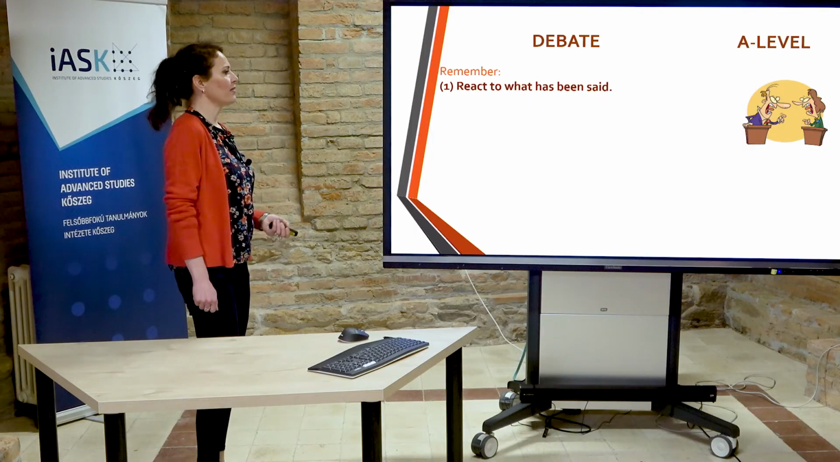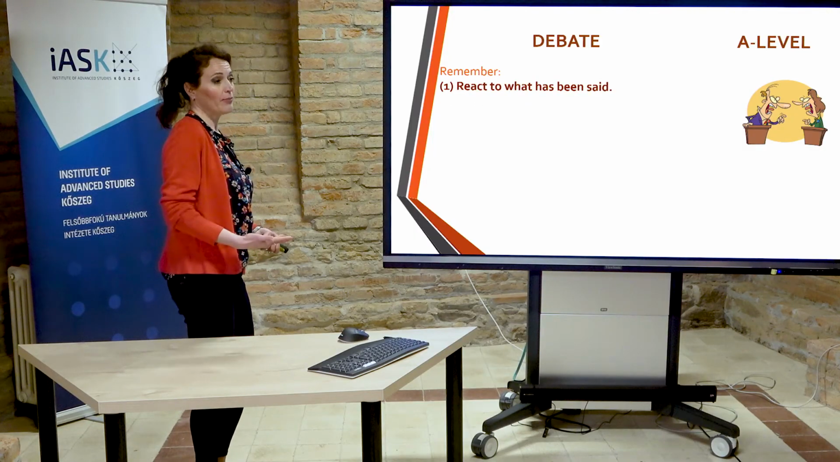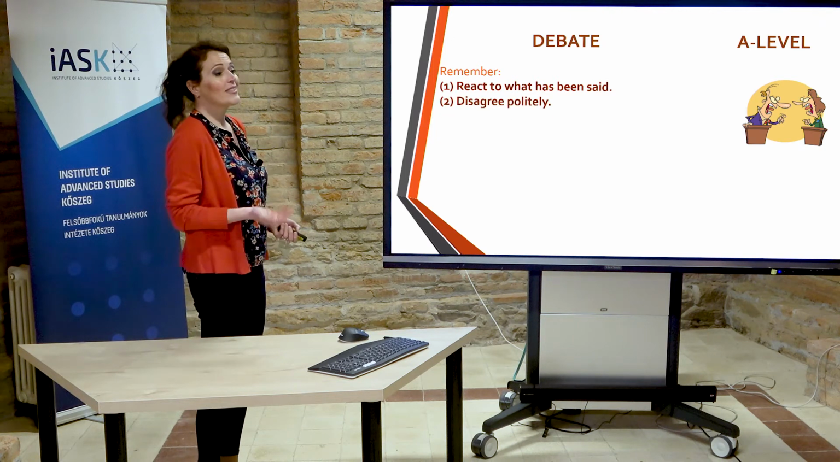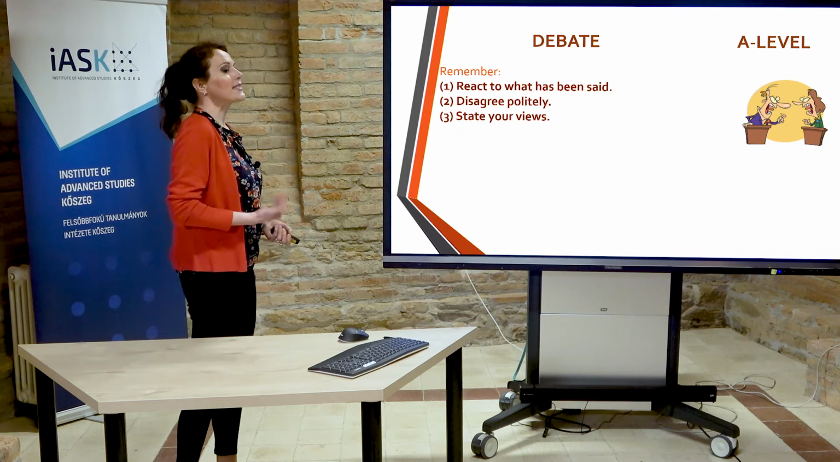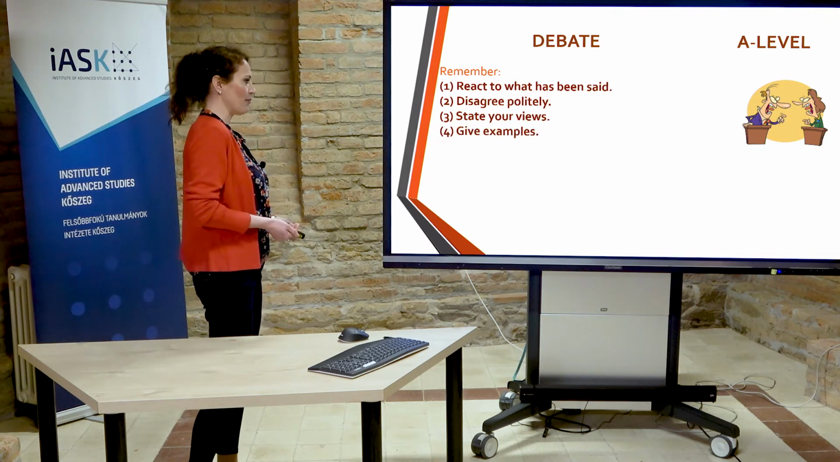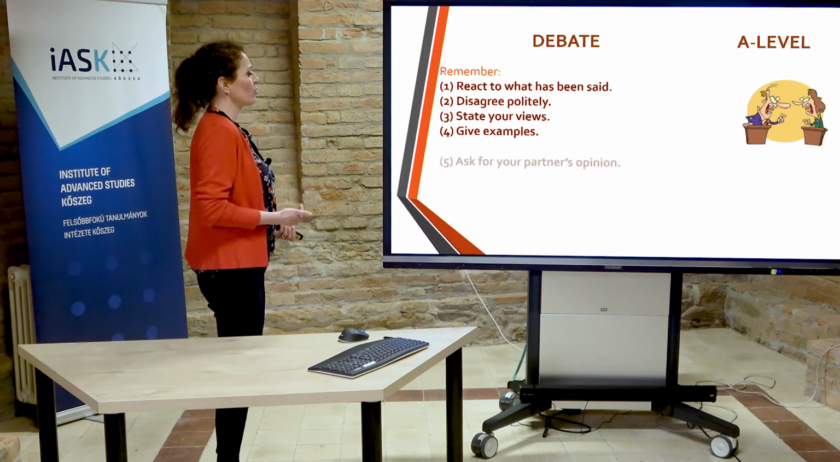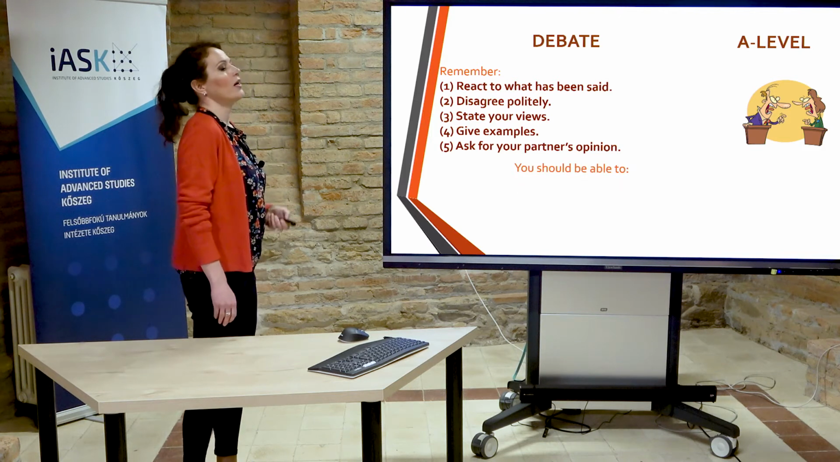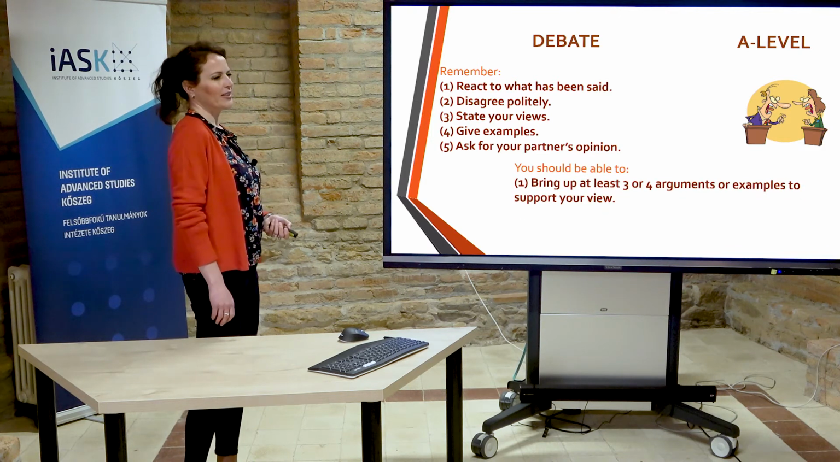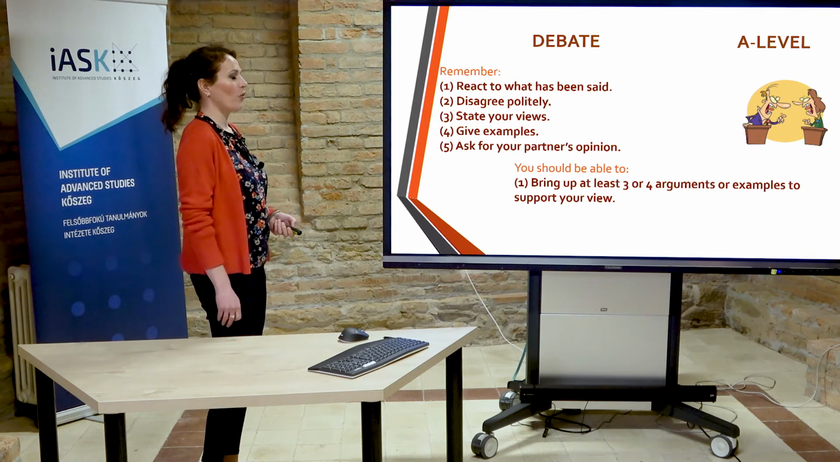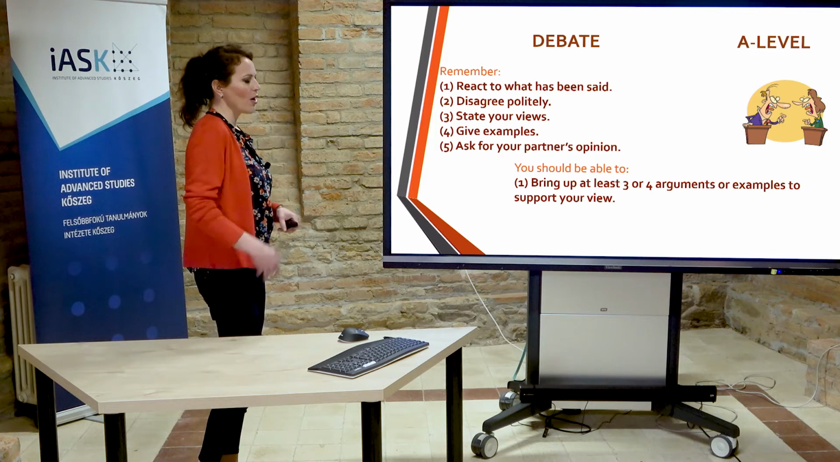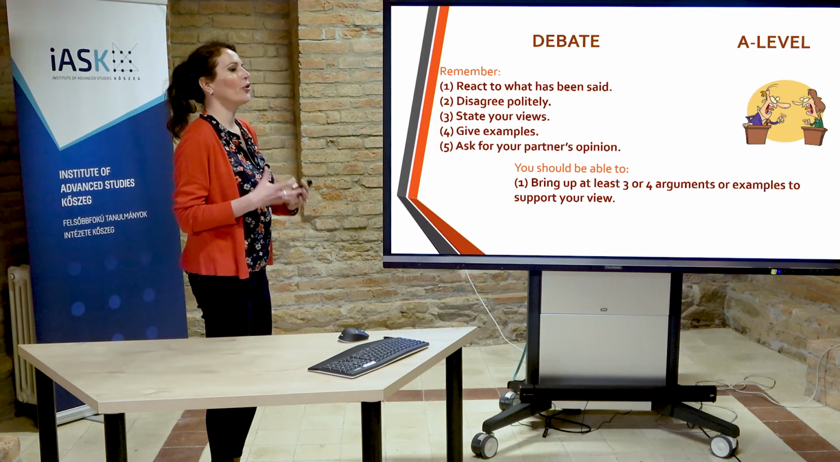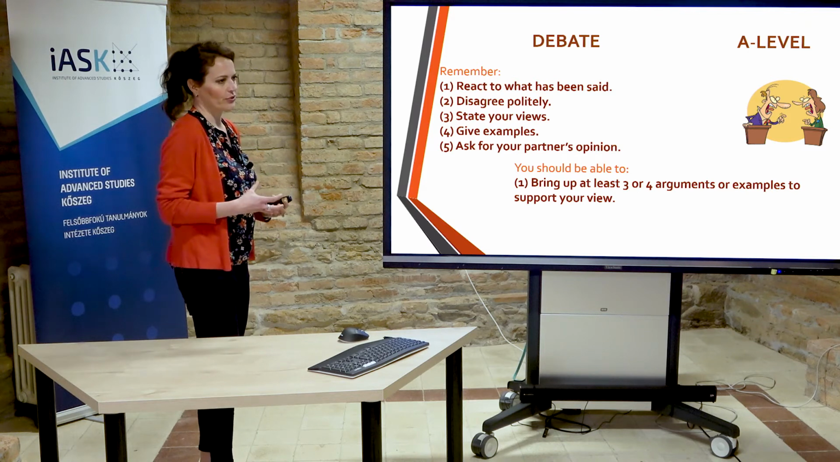Now let's go on to the second part of the A-level exam, which is a debate. Remember that in the debate you must react to what has been said by your partner, the examiner. You must disagree politely, state your views, and give examples. And also it's good to ask for your partner's opinion. You should be able to bring up at least 3 or 4 arguments or examples to support your view, which means that you will have 3 or 4 turns to express your views. Okay?